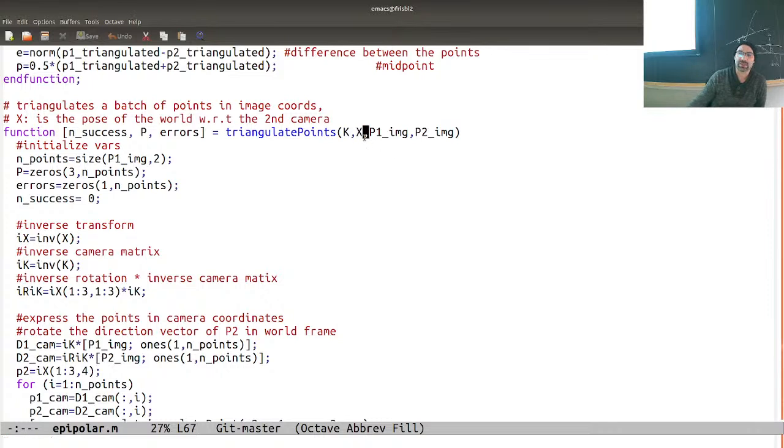We have to discover it. X is a transform, right? X is a transform that expresses the pose of the world with respect to the second camera, no? So the pose of the first camera with respect to the second. Okay?